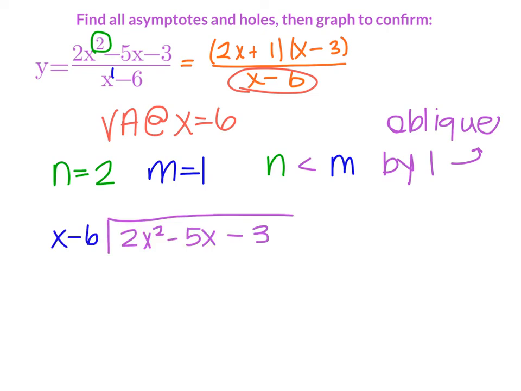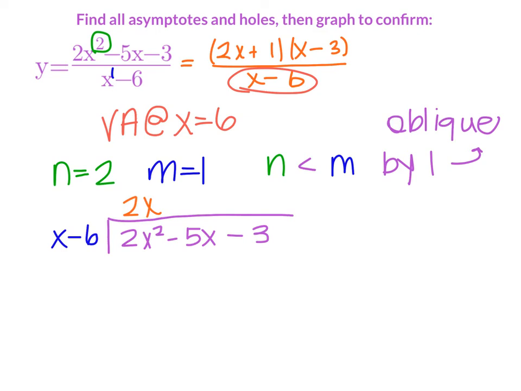The way that I set this up is much like how I would set up synthetic, and you can use synthetic as long as this x value right here has a 1 in front of it. That makes it a lot easier. But I want to show you long division of polynomials. I've got my top written out, all the terms, all the x's, all the coefficients, and then my bottom term out here. My goal is to figure out what has to multiply by x to get this first term. This is an x to the first.